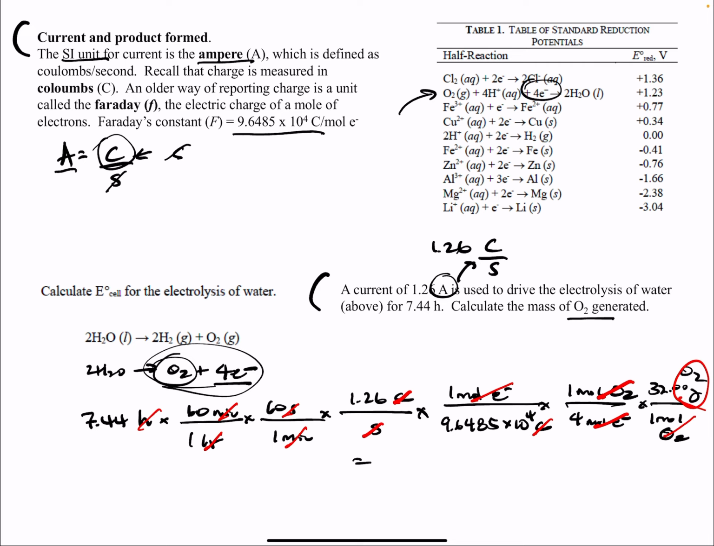Oh no, 7.44 times 60 times 60, times 1.26, divided by, in parentheses, because it's scientific notation, 9.6485 times 10 to the fourth. Is that right? 6485, yep. Divided by 4 times 32. And Bob is your uncle, just like that. 2.80 grams of O2 will be produced.